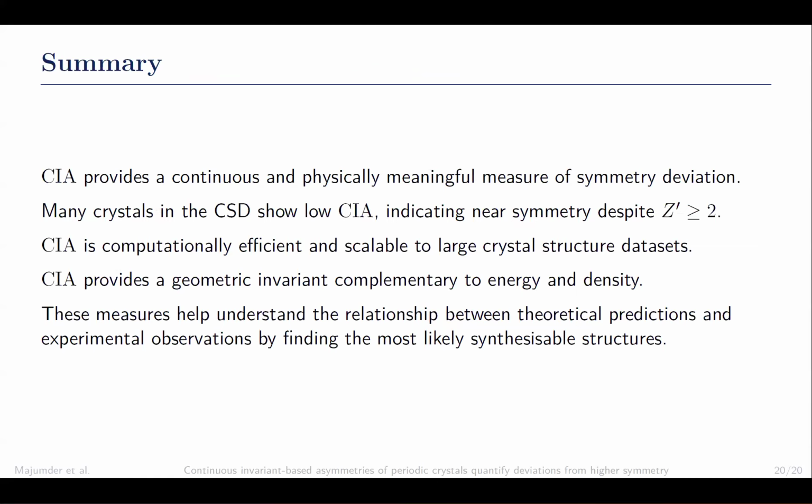To summarize, CIA provides a continuous and physically meaningful measure of symmetry deviation. Many crystals in the CSD show low CIA, indicating near symmetry despite Z prime greater or equal to 2. CIA is computationally efficient and scalable to large crystal structure datasets, and it provides a geometric invariant complementary to energy and density. These measures help understand the relationship between theoretical predictions and experimental observations by finding the most likely synthesizable structures. Thank you for your attention.